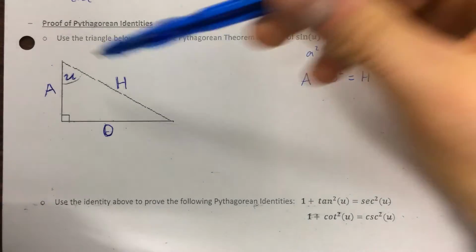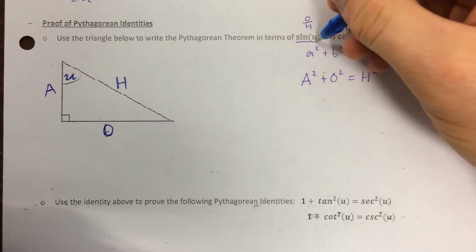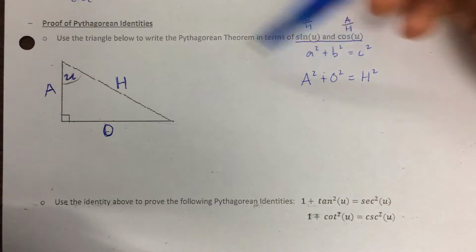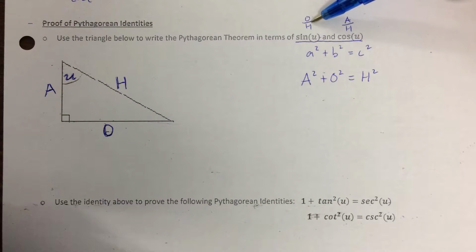But in here we say we want to use the triangle and Pythagorean theorem to write Pythagorean's theorem in terms of sine and cosine. Well, we have this based off of our triangle here. Sine we know is opposite over hypotenuse, meaning hypotenuse is in our denominator. Cosine is adjacent over hypotenuse. Hypotenuse is in our denominator.